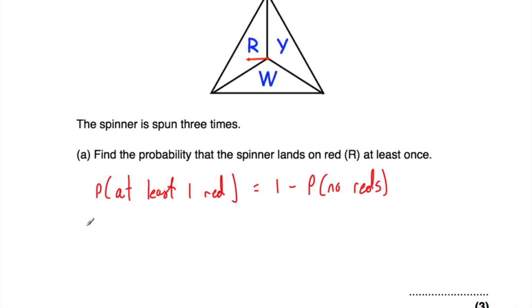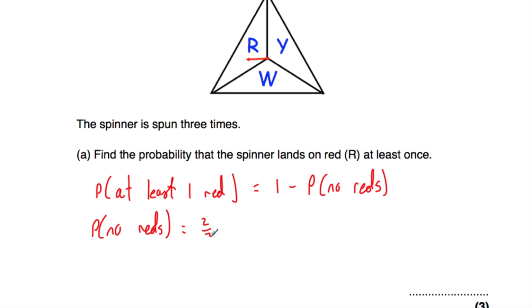So let's work this out. So the probability of no reds would be, well, the first one of not landing on red, that means that the spinner can either land on yellow or white. So that means it'd be 2/3, because there's a 1/3 chance of it landing on red and a 2/3 chance of it not landing on red. So the probability of the spinner, whenever we spin it once, of it landing on not red will be 2/3.